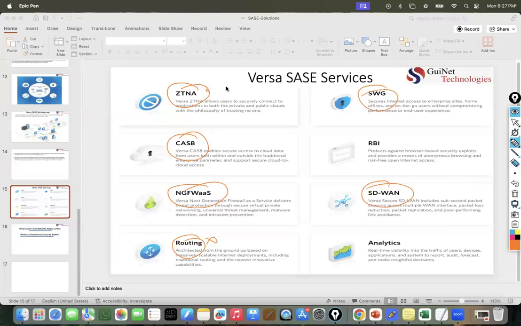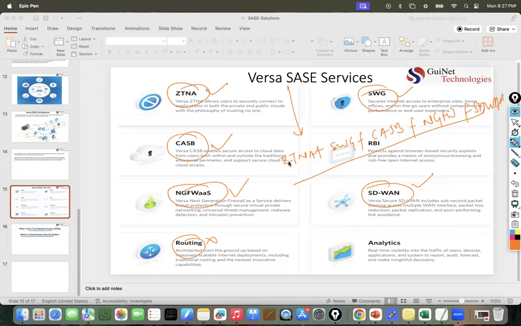You can just think about that. ZTNA, CASB, firewall as a service, SD-WAN and secure web gateway. If I'm going to put all together, ZTNA plus SWG plus CASB plus NGFW plus SD-WAN. These all are going to combine together and this is going to make your SASE solution, right? So we have to understand step by step each and everything. What is ZTNA? How is ZTNA going to work? What is secure web gateway? What is the CASB? What is the next generation firewall?